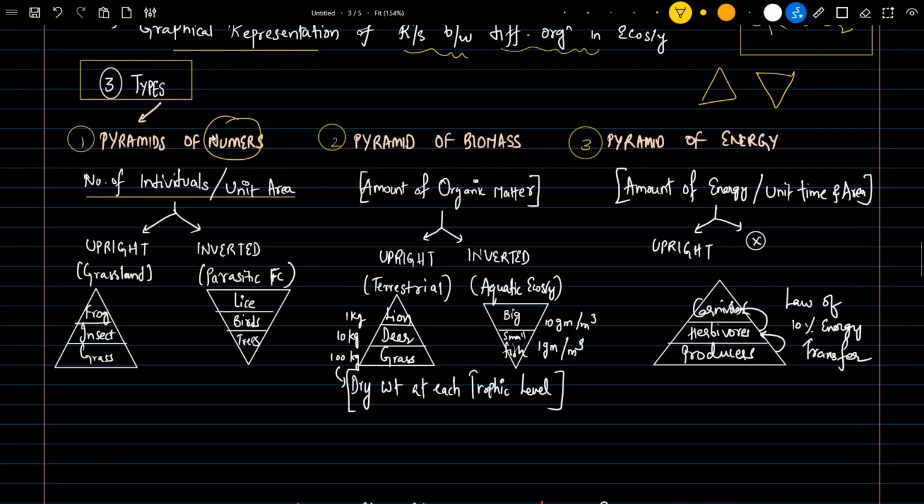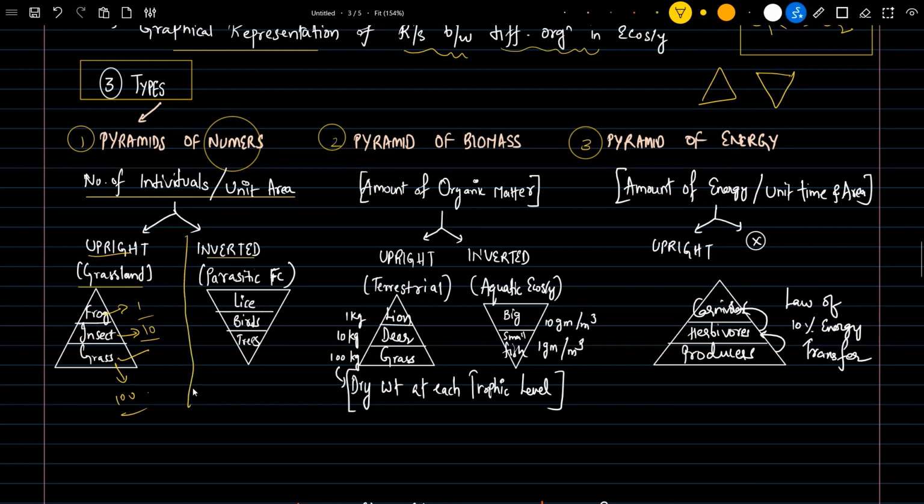It can be both an upright pyramid and an inverted pyramid. So for example, let's say a grassland ecosystem. There is grass, and for example, there are 100 pieces of grass. There will be, let's say, 10 insects, and there will be one frog. So one frog eats 10 insects, 10 insects eat hundreds of grass. So this is upright. Here the number is decreasing. This is the meaning of upright.